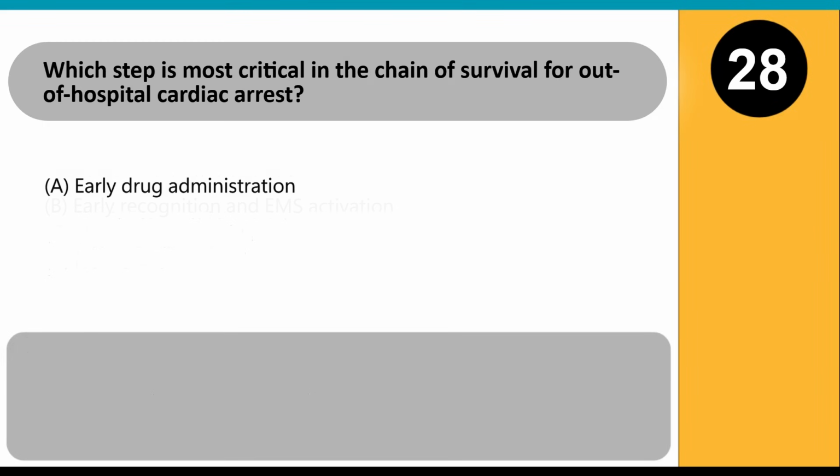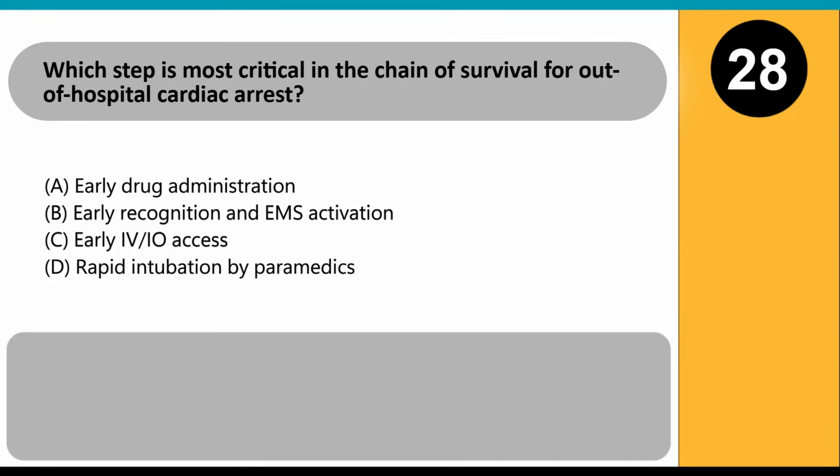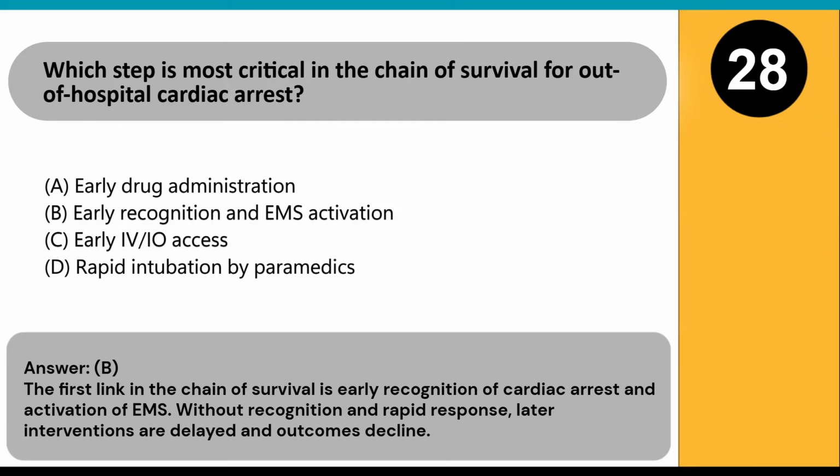Which step is most critical in the chain of survival for out-of-hospital cardiac arrest? A. Early drug administration. B. Early recognition and EMS activation. C. Early IV/IO access. D. Rapid intubation by paramedics. Answer: B. The first link in the chain of survival is early recognition of cardiac arrest and activation of EMS. Without recognition and rapid response, later interventions are delayed and outcomes decline.